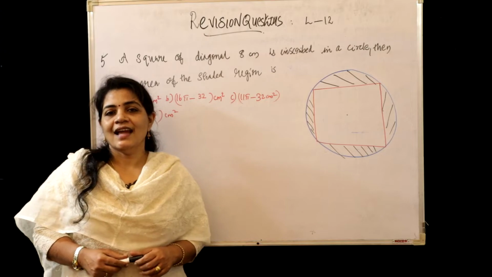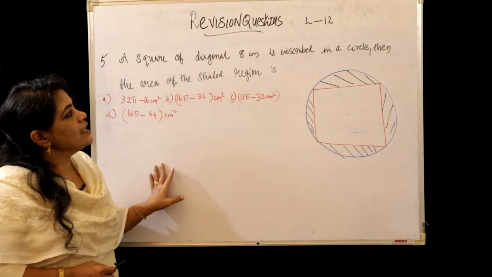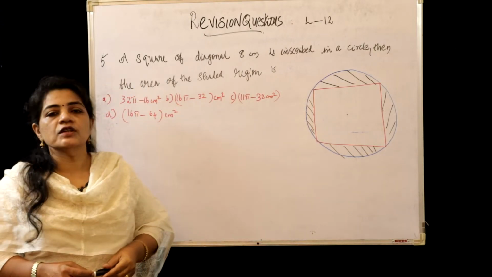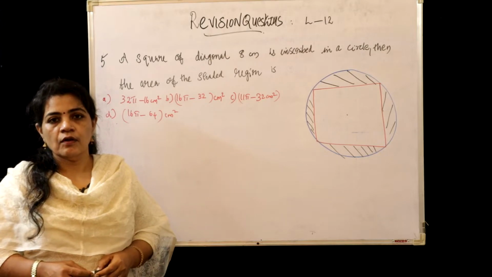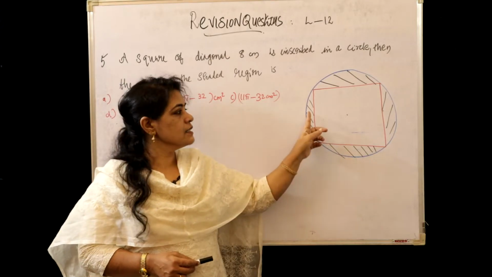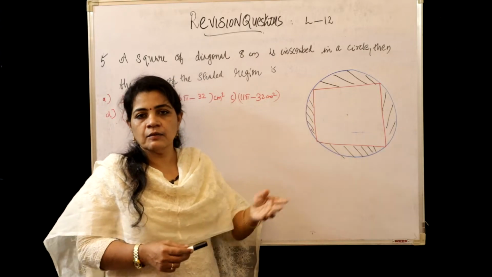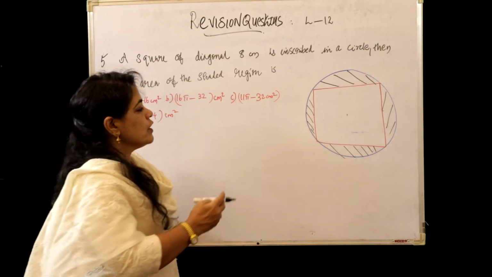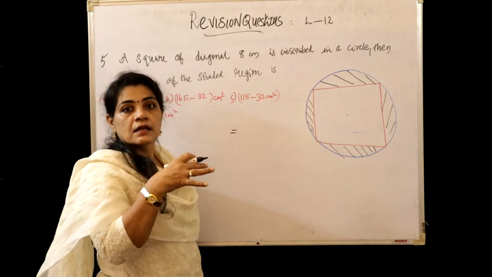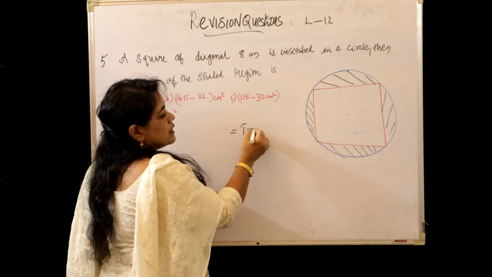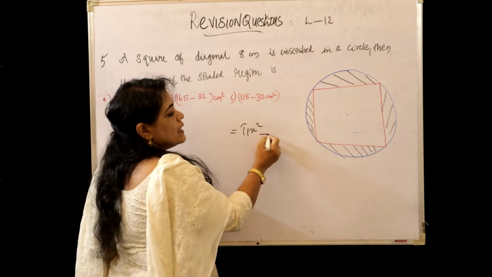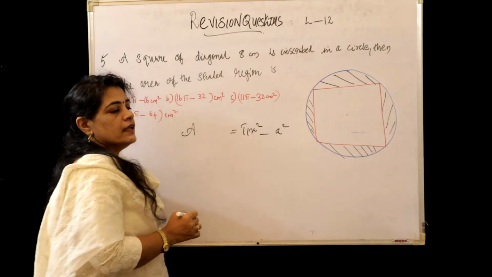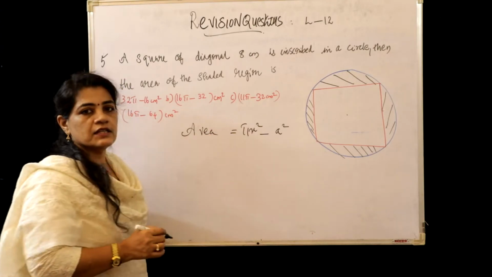Now the fifth question. A square of diagonal 8 cm is inscribed in a circle. Then the area of the shaded region. Okay, what is asked, children? From the figure it is clear, this is the area of the shaded region. That means you will get it by subtracting the area of the square from the area of the circle. That means pi r square, the total area of the circle, minus area of the square, that is a square. This is the required area of the shaded region.